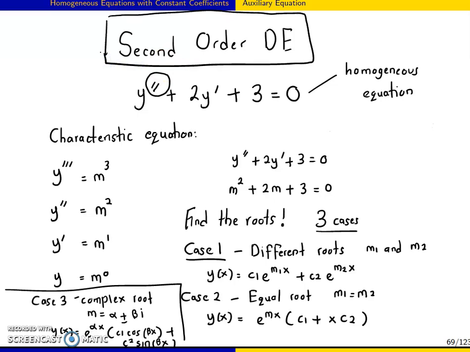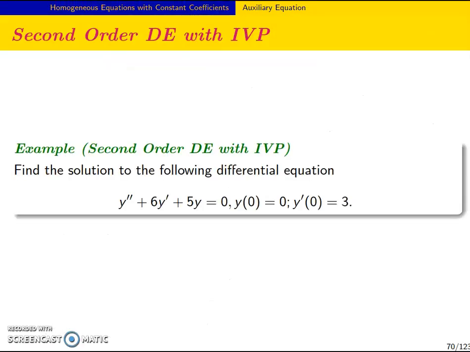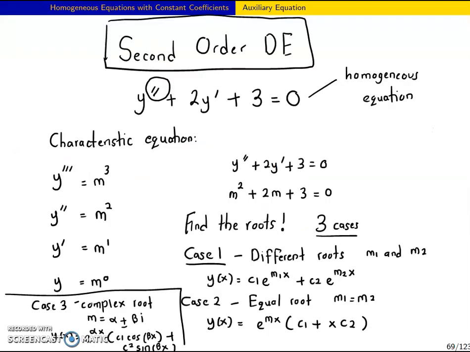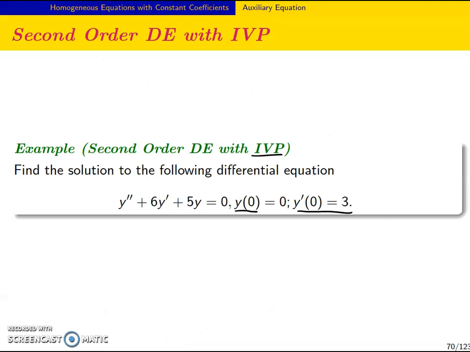Today, we'll look at one example first, how to solve a second order differential equation with an initial value problem. So look at the initial values given here. In other words, given a problem with initial conditions, we want to find the values of c1 and c2. So let's solve this first question. First thing, we've got to find the characteristic equation. So I can write that m squared plus 6m plus 5 equals 0.